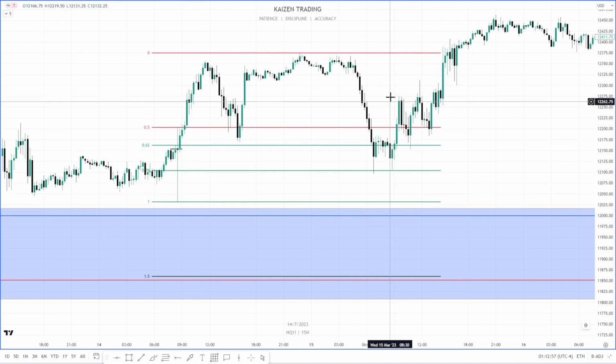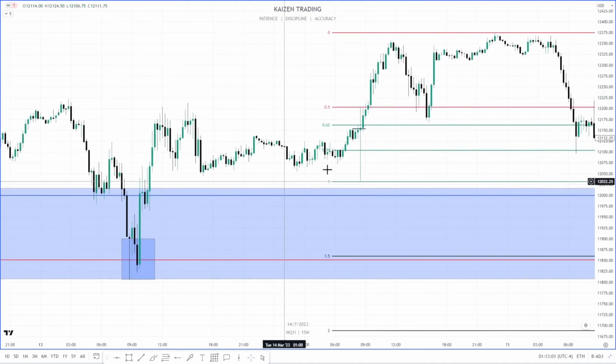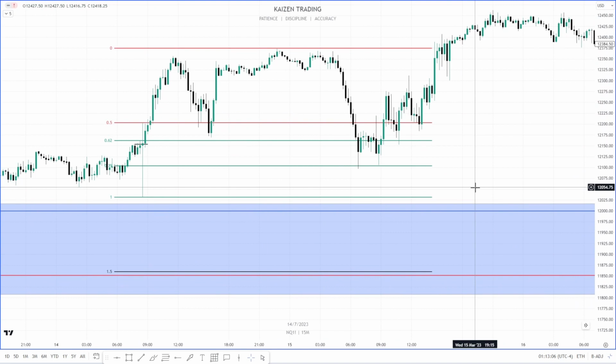But we're looking at areas of premium discount, and we're using all these PD arrays to help get us into positions where price is going to move in our direction the way we want it to.